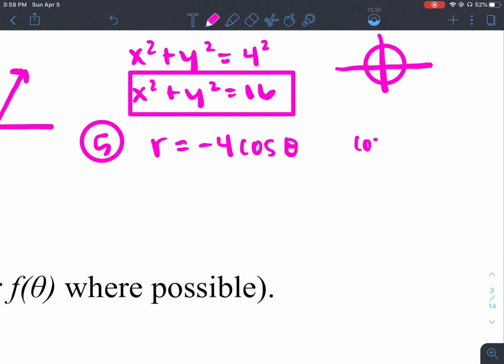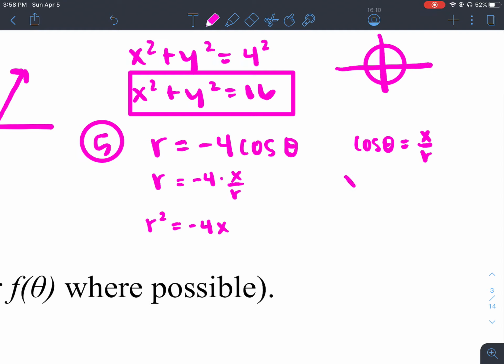I want to use the relationship that says cosine theta equals x over r. Okay, so just tweaking the x equals r cosine theta relationship a little bit. And we're going to do a substitution because I do want to get rid of my theta and get rid of my r if possible. I might not be able to get rid of them both at the same time, but I can start by getting rid of that cosine theta, and I can say, well, this means r equals -4 times x over r. And then if I multiply both sides by r, r squared equals -4 times x.